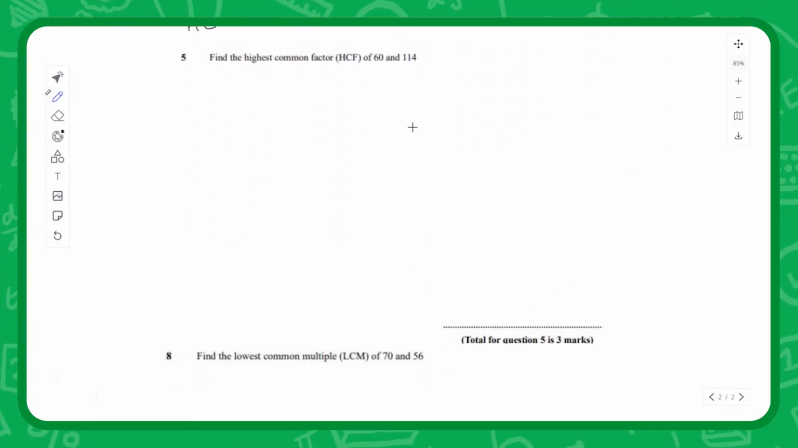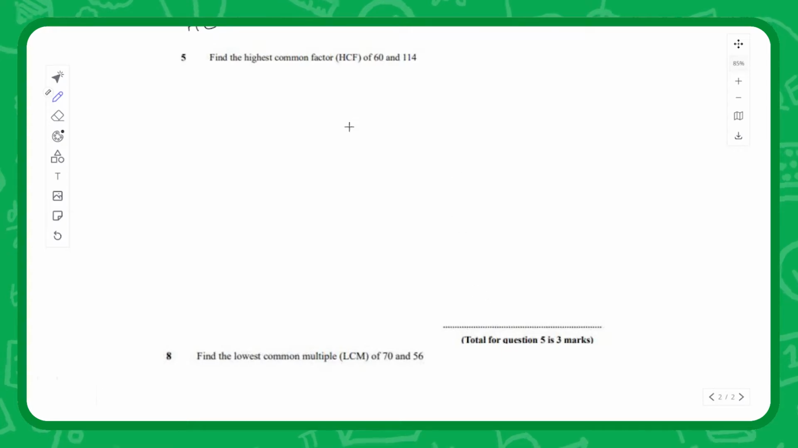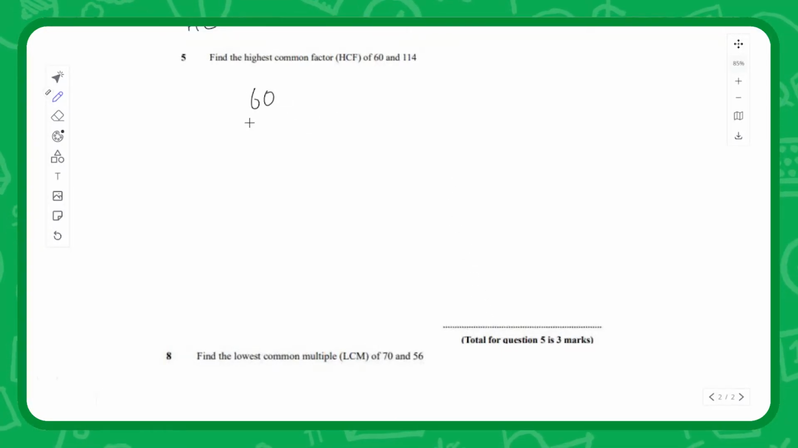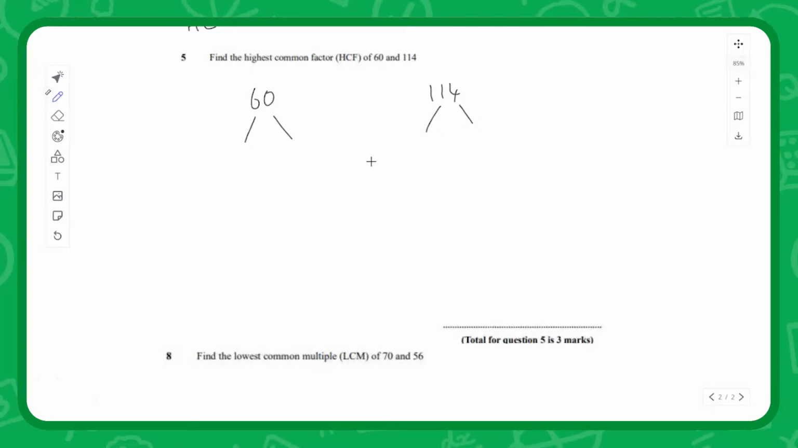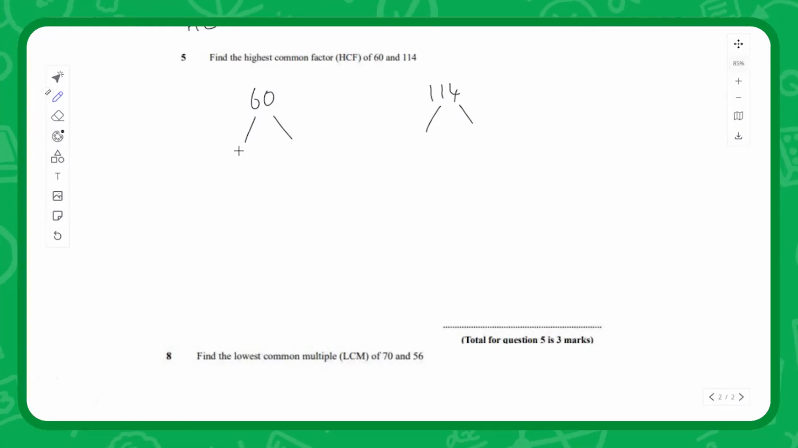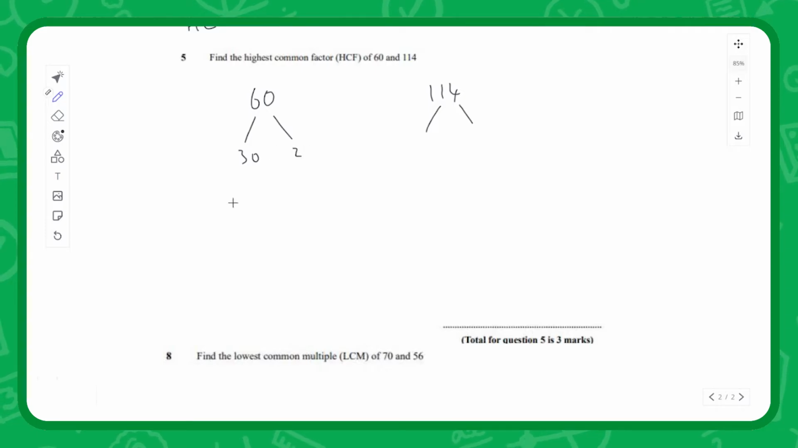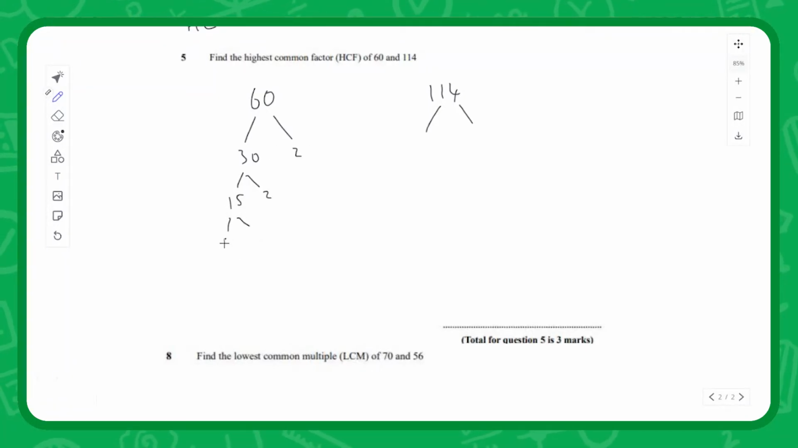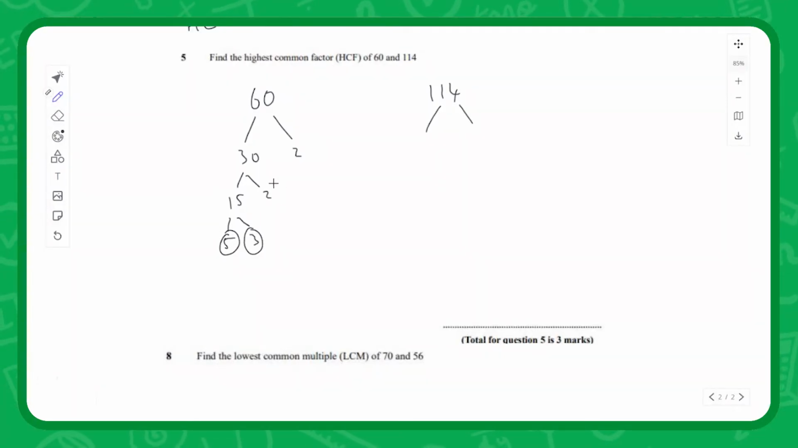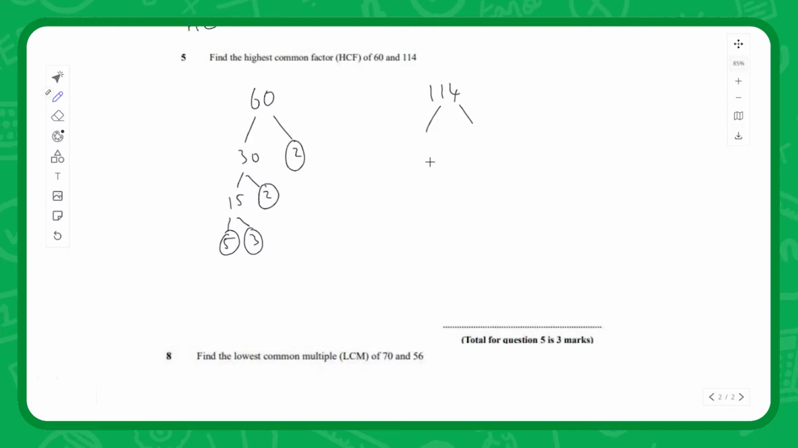This is the highest common factor of 2 numbers. So again, I'm going to do my factor trees. You'll see why in a second for both these 2 numbers. Well, 60, I can split that into 30 and 2. Then I can go 15 and 2. Then I can do 5 and 3. And I can't split these up any further. So when I get to a prime, that's the end of the branch.